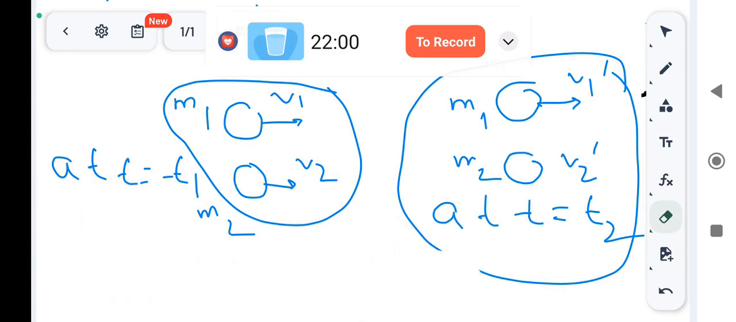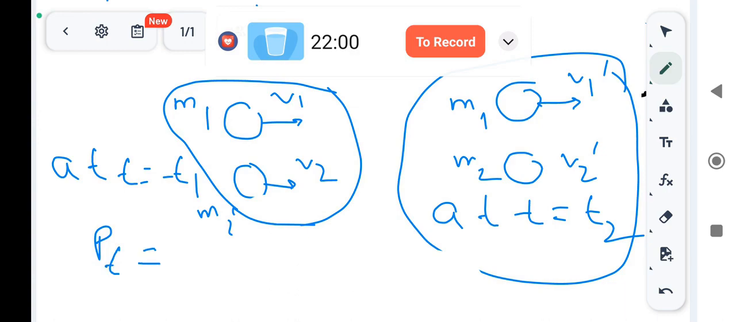So suppose there are two particles having masses m1 and m2, with velocities v1 and v2 at t equal to t1, and after some time at instant t equal to t2 their velocities are v1 dash and v2 dash. The mass will remain the same. Then at this point, what is the total momentum pt?